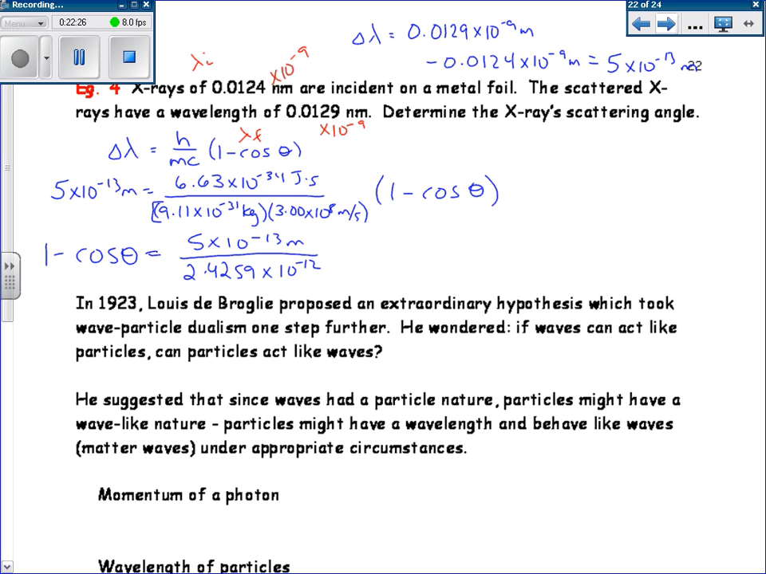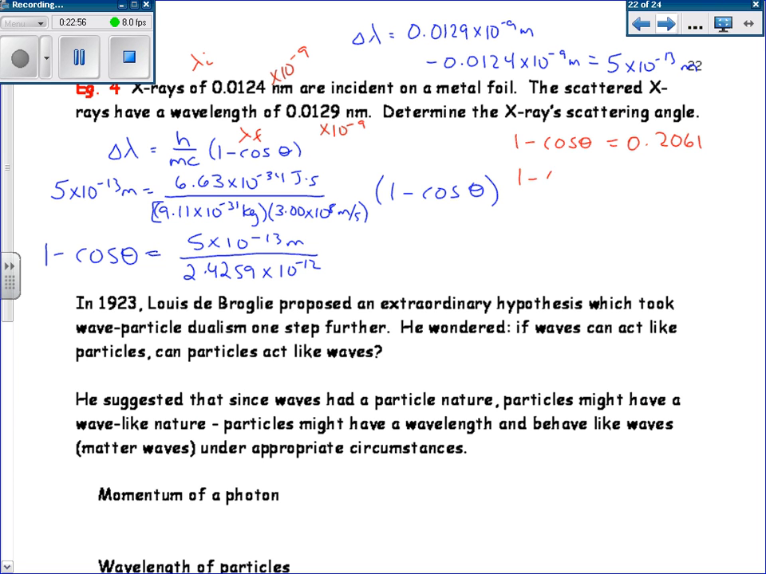It's like joule seconds squared divided by kilogram meters, but we'll leave the units off of it for now. And so that equals that. So if I move over here, I end up with 1 minus cos theta is going to be equal to 5 times 10 to the negative 13 divided by 2.4259 times 10 to the negative 12, which is 0.2061.